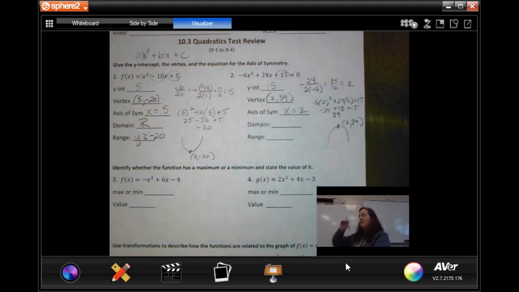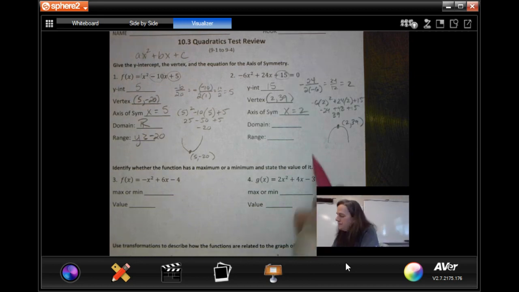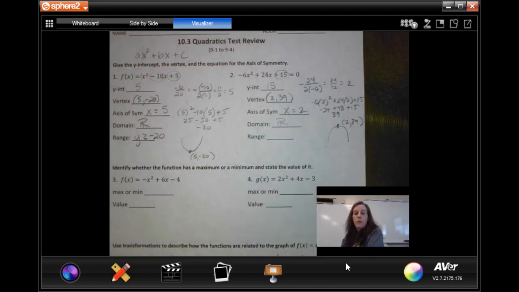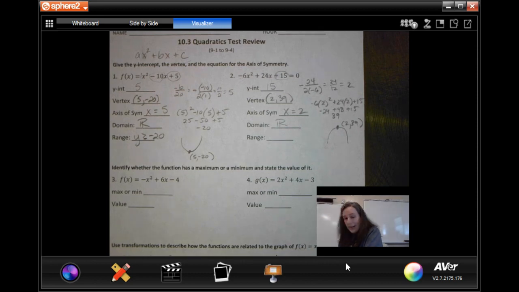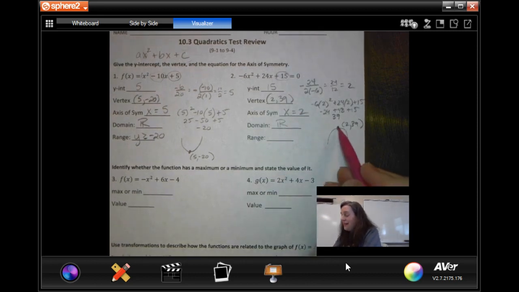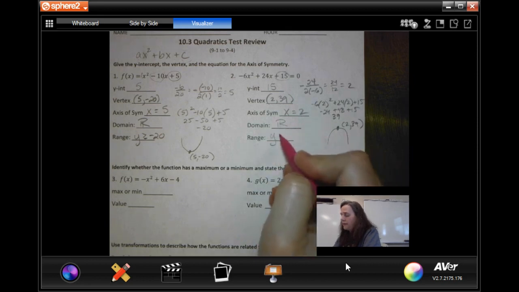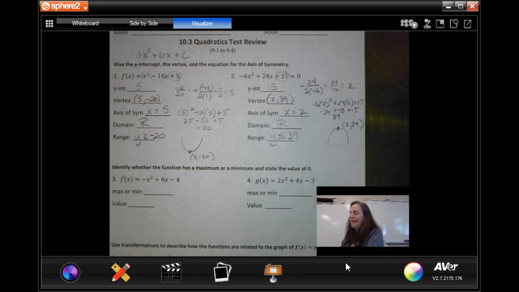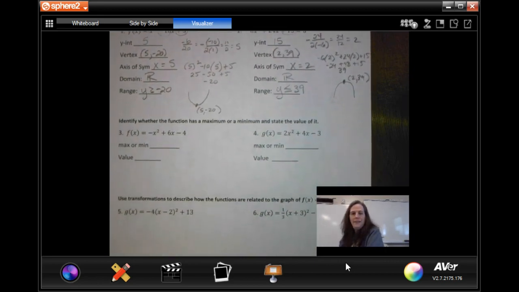So the vertex, that's way up. Normally we just kind of look at that little 5x5 grid or 10x10. So 39, he's way up there. Okay, domain, all real numbers. We can plug any x in there. Range, so this is the highest point. Everything below that works, less than or equal to 39. That's our range. All right.